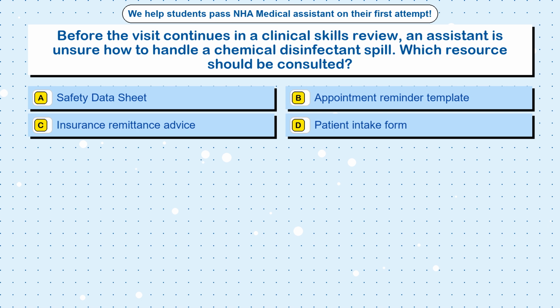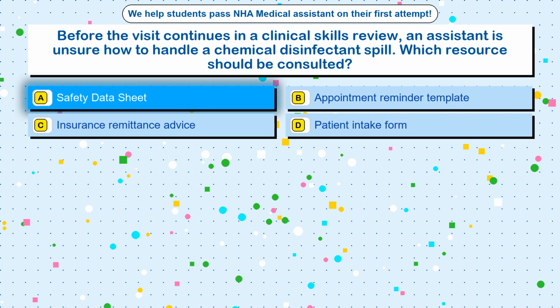Option A, safety data sheet. Option B, appointment reminder template. Option C, insurance remittance advice. Option D, patient intake form. The correct answer is option A, safety data sheet.